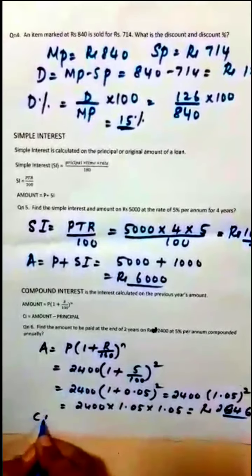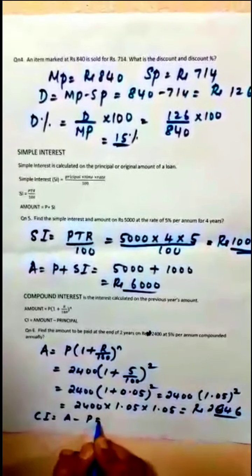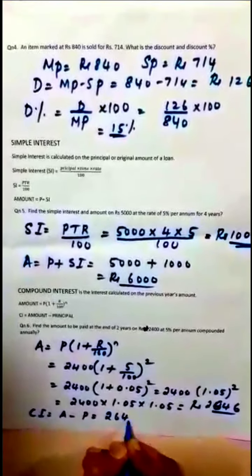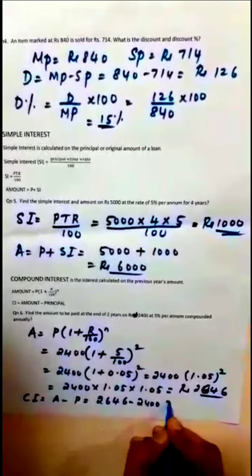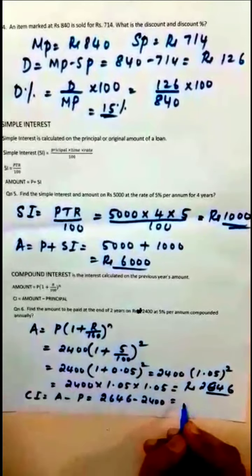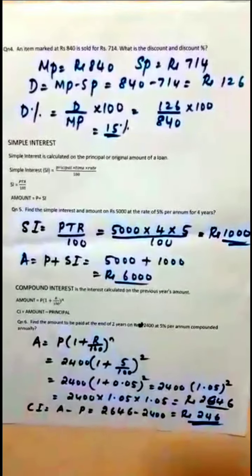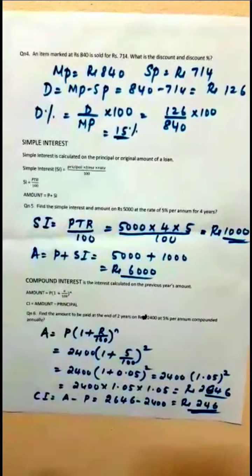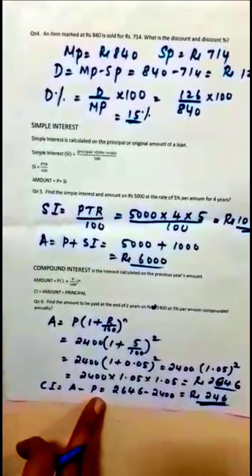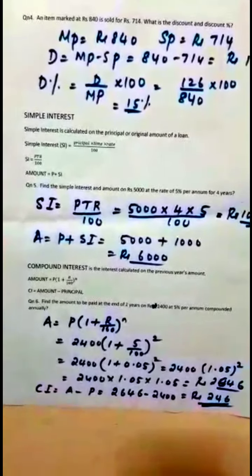Then you have to find the compound interest. Formula is A minus P. Amount, that is 2646, minus the principal, that is 2,400. So your answer of compound interest will be rupees 246. So the amount will always be more than the principal, and for compound interest you can do the minus from the amount, the principal. So this is the way you can find out compound interest.